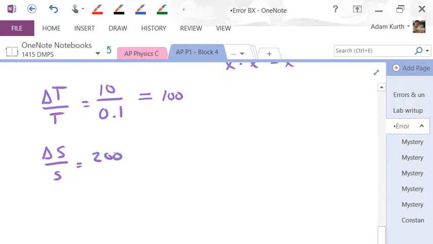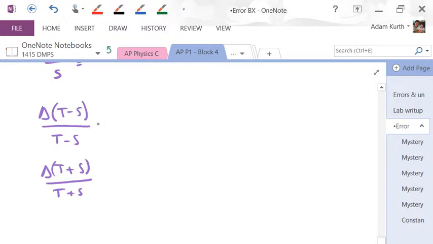Okay, so then we are left with delta t minus s over t minus s and delta t plus s over t plus s. We have to figure out what in the world that is. Well, we can figure out these values pretty easily, right? Okay. So the t minus s is going to be 10.